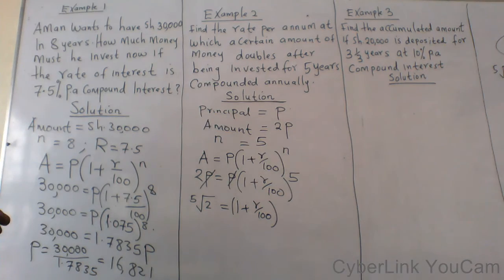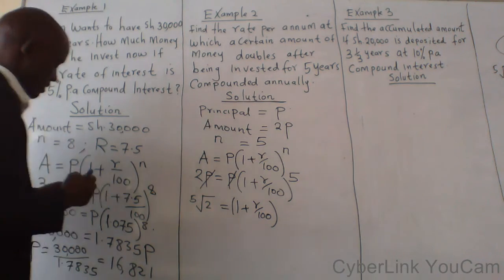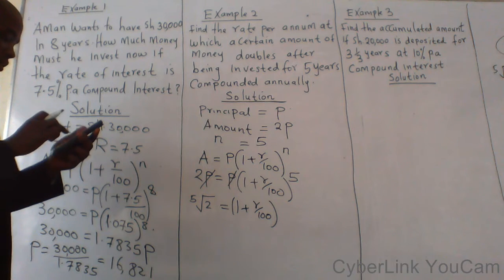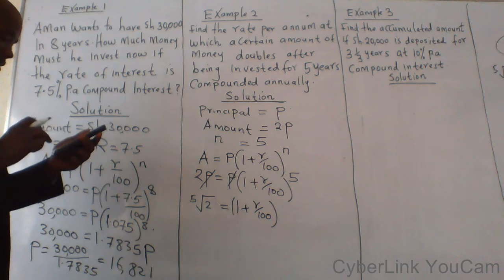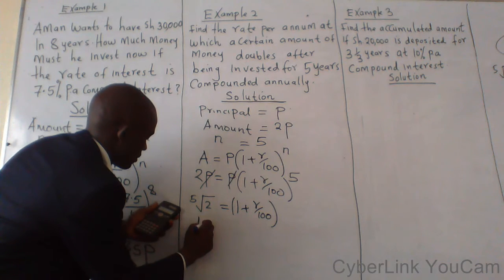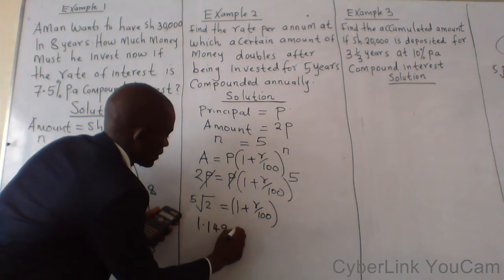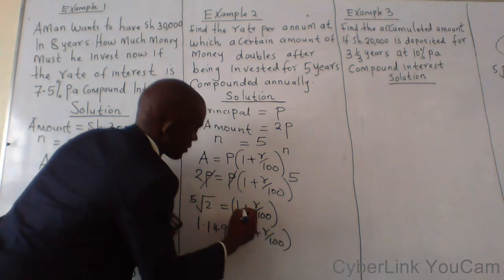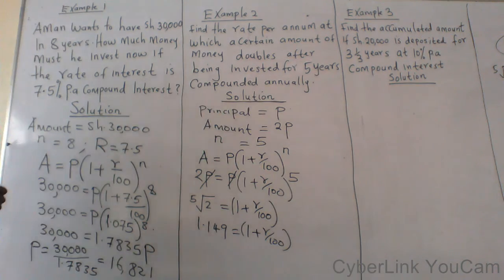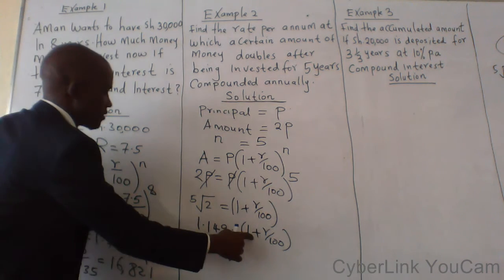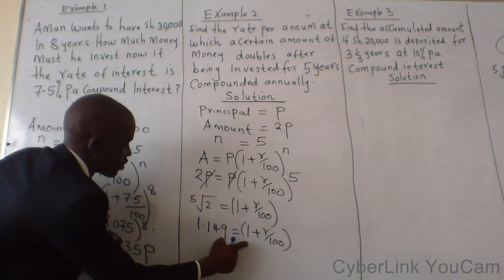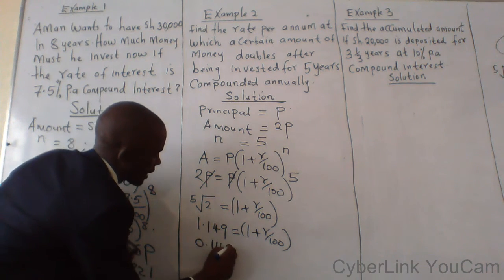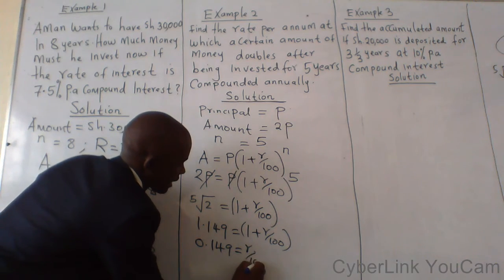So if you take the 5th root of 2 from your calculator, you will get 1.149 is equal to 1 plus R over 100. Remember, you can bring 1 to the other side. If you bring this 1 to the other side, you will minus. If you minus, you will get 0.149 is equal to R over 100.